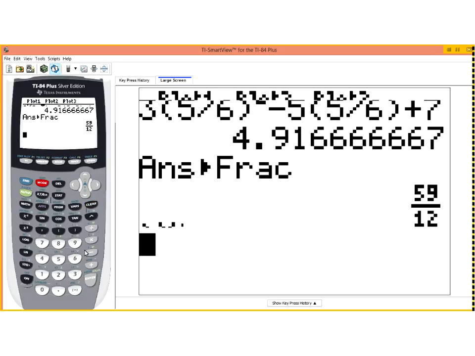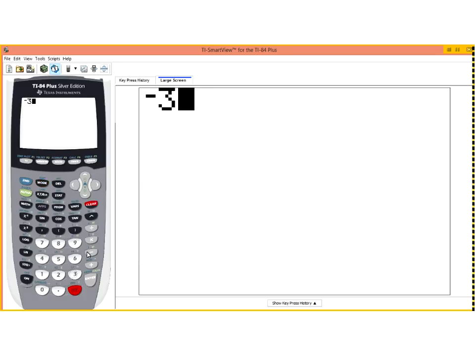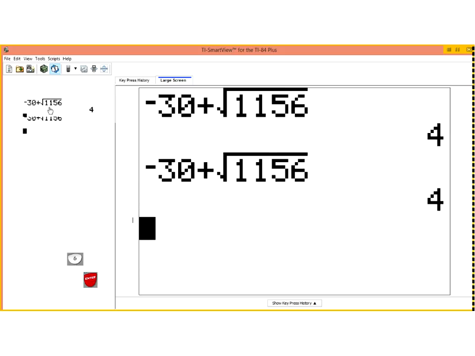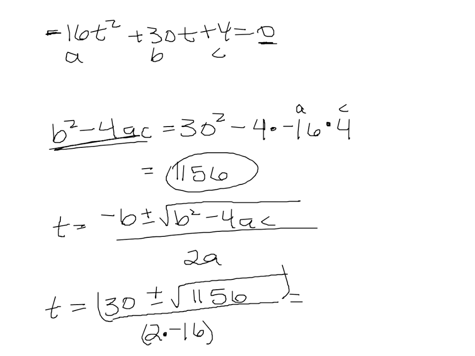Okay, come on. So minus b, so minus 30, we'll do plus the square root of 1156. Okay. What? Well, this is annoying. I think we'll be okay. So the top is apparently 4 over, there is no way that can be right.